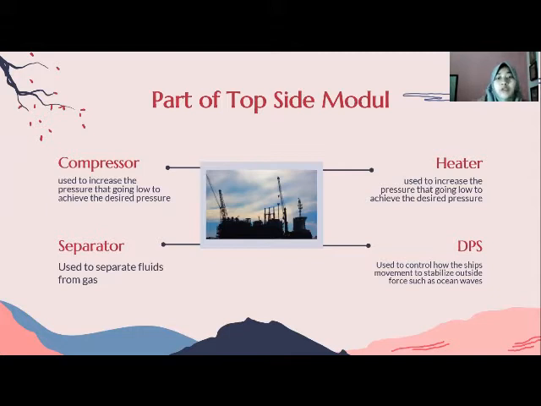Okay, for the part of topside modules, there is the compressor, used to increase the pressure that is going low to achieve the desired pressure, and then the separator, used to separate fluids from gas, the heater, used to increase the temperature, and then the last one is DPS, used to control the ship's movement to stabilize against outside force, such as ocean waves.